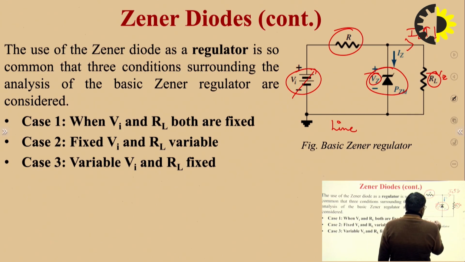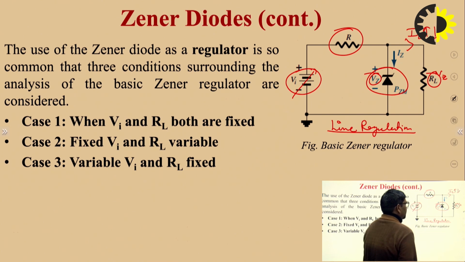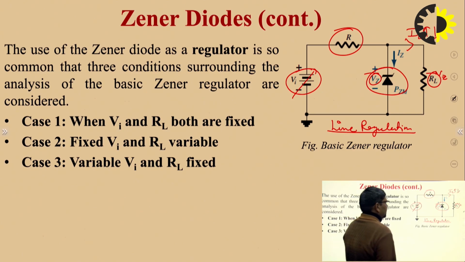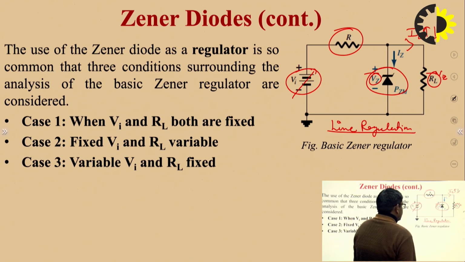So that means in line regulation, the input voltage is varied but the output is fixed by using the Zener diode as a voltage regulator in reverse bias. Such type of regulation is called line regulation.